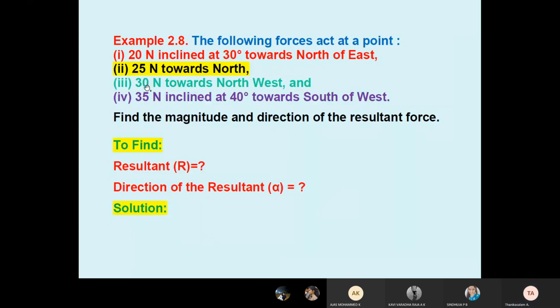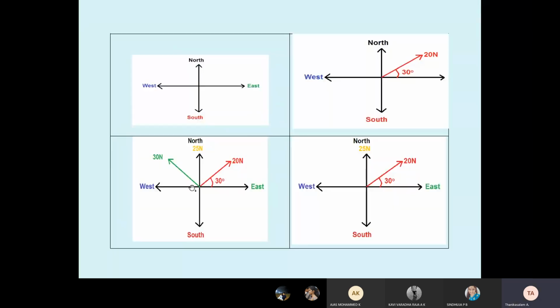Now the third force, 30 Newton towards northwest. They did not give an angle. 30 Newton towards northwest. That means what? See here, 30 Newton towards north to west. You see the fourth diagram at the bottom left side. Sindhuja, you see my cursor moving? Yes, sir. You see here the 30 Newton goes north to west. They did not mention any angle. What is the angle? Anyone tell me? What is the angle for 30 Newton?